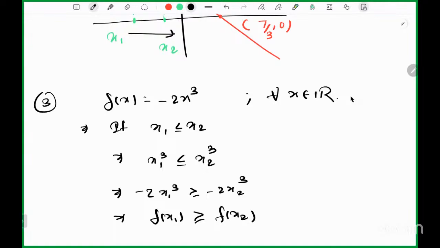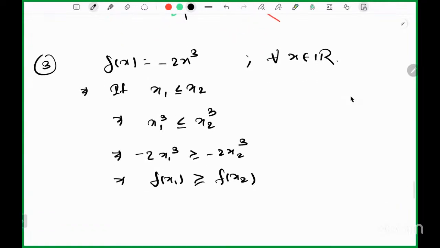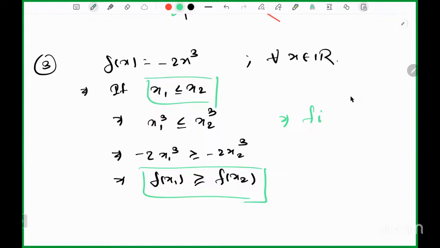Why am I taking the equal to sign? Because at 0, both can be equal. So ultimately, we assumed that x1 is less than or equal to x2 and we proved f of x1 is greater than or equal to f of x2. That means the inequality is changing, so our function is decreasing. Is that fine now? Clear?